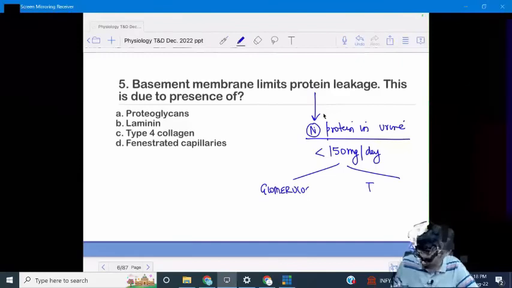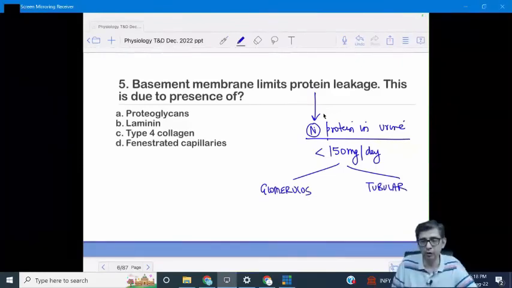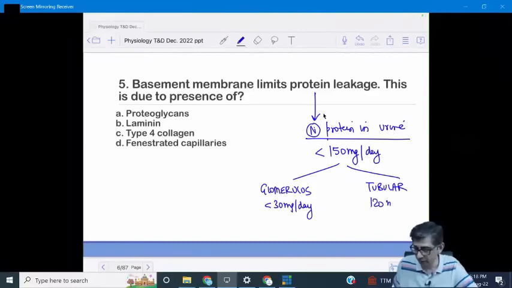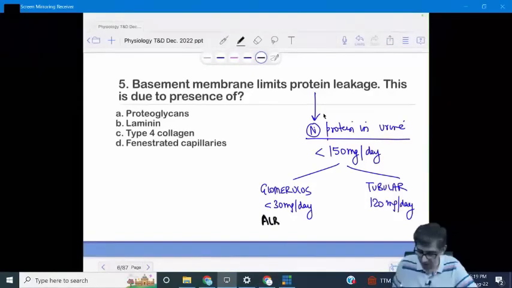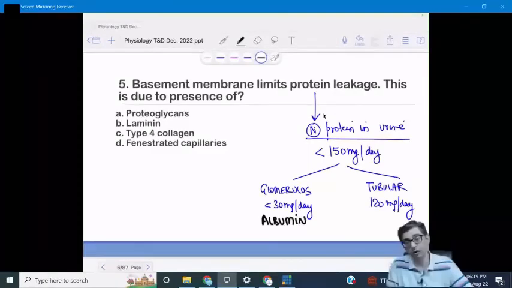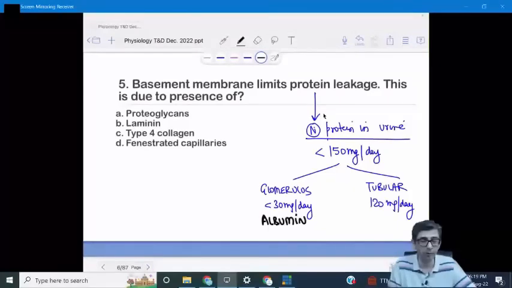Out of this 150 milligrams, some would be coming from the glomerulus and some would be coming from the tubules. Coming from the glomerulus is less than 30 milligram per day, and that makes the remaining come from the tubules, that is 120 milligram per day. What comes from the glomerulus is albumin. So people who are answering 0.3, that is the answer if I asked you how much is the albumin in the urine in a 24-hour period. I did not ask you albumin, I asked you total protein.